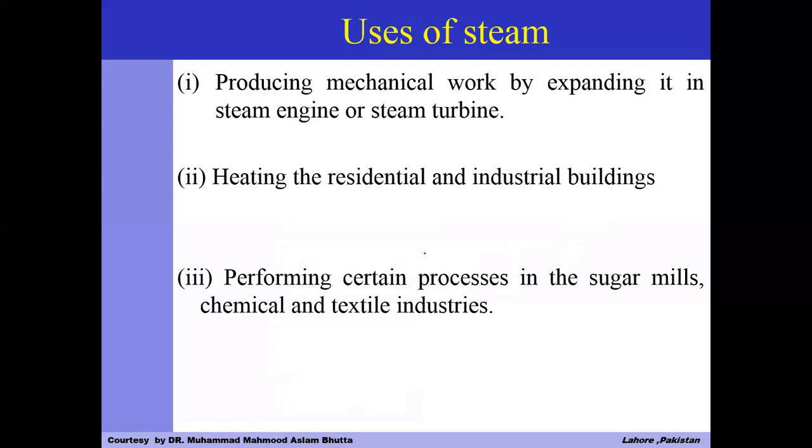It can perform certain processes in the sugar mills, chemical and textile industries. Different types of processes like cogeneration, separation and others are used in the sugar mills, chemical and textile industries, and for this purpose the boiler or the steam will be utilized. Further, we will discuss the topic of cogeneration when we discuss the dual cycle power plant. In this we will discuss how we can use the steam in the sugar mills, in the chemical industry or in the textile industries.